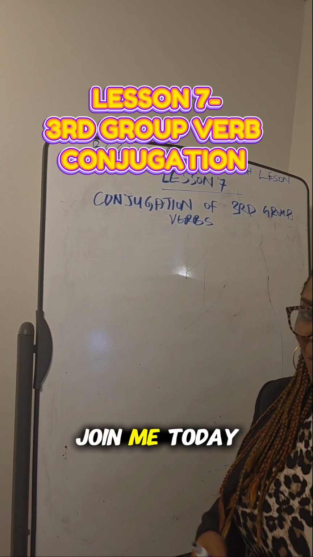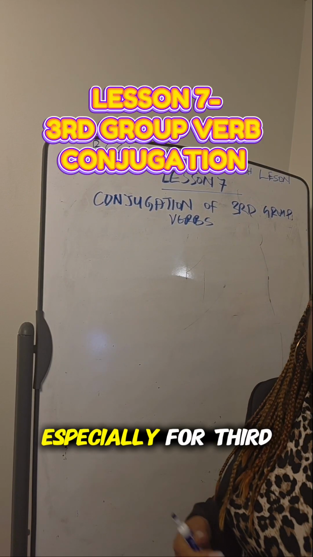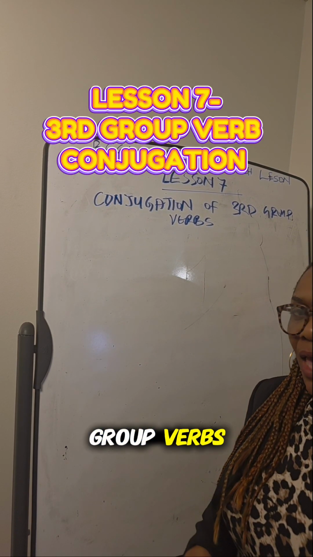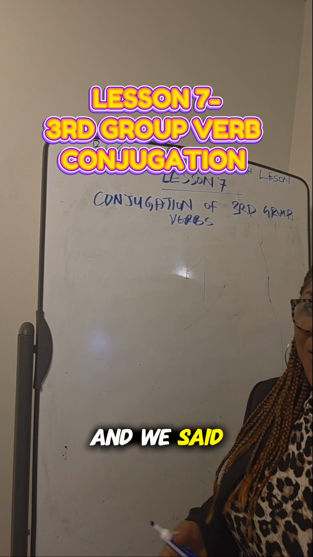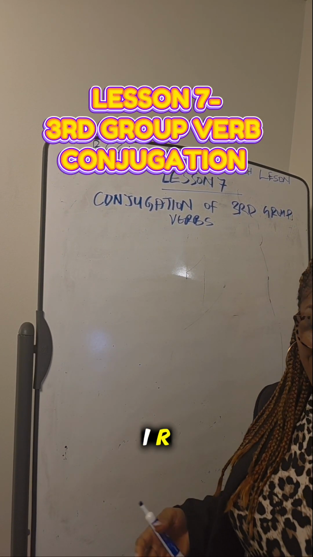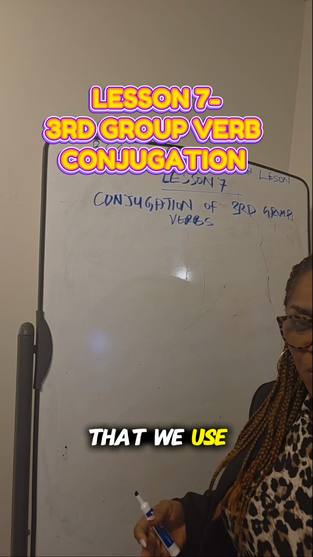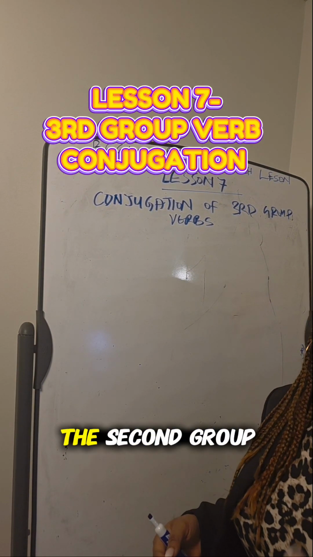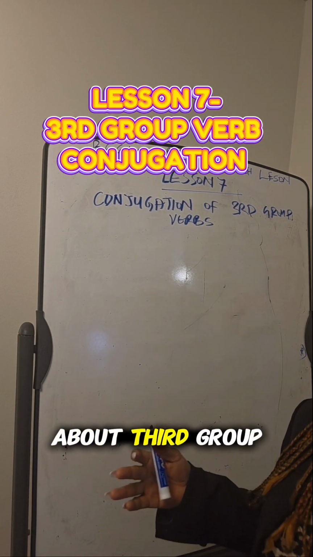Join me today as we unpack the lesson on verb conjugation, especially for third group verbs. In the previous lesson, we talked about second group verbs, and we said that second group verbs are those verbs that have their ending as IR, and I shared the terminations that we use in conjugation of the second group verbs. So today we are going to be talking about third group verbs.